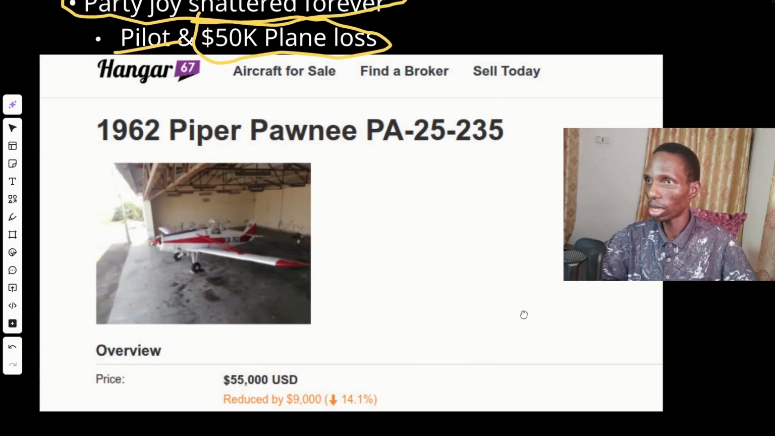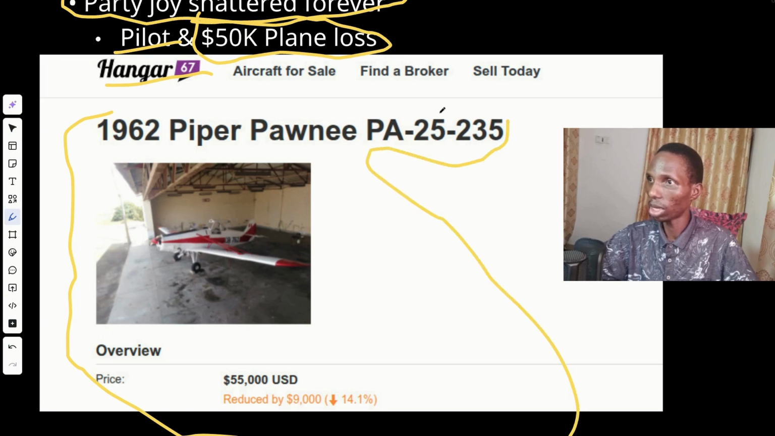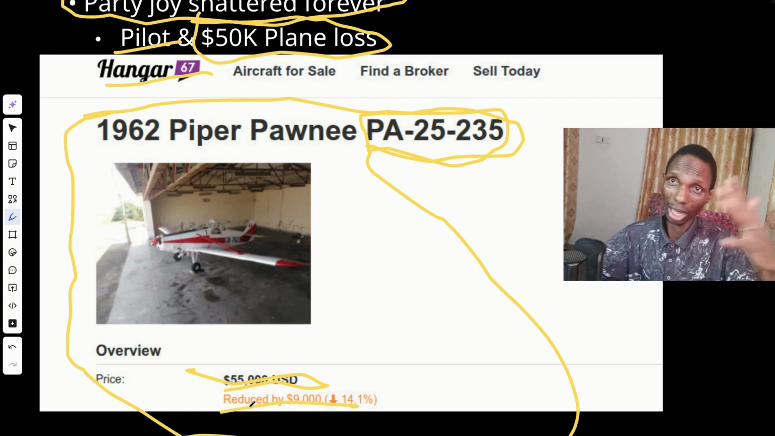So the plane, I got this from, I think, Hangar 67. This was a 1962 Piper Pony PA-25-235. That's the same, because there are multiple similar models of this Piper Pony. So it was about 55, and later reduced, so put it around 40 something thousand or so.